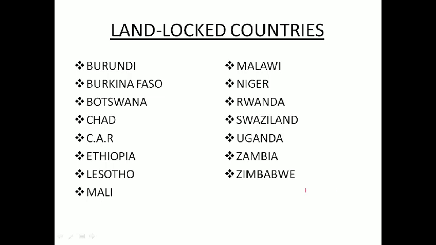Next, another set of countries are landlocked countries. So countries which are surrounded by other countries. That means these countries don't have any access to the sea. So these are Burundi, Burkina Faso, Botswana, Chad, Central African Republic, Ethiopia, Lesotho, Mali, Malawi, Niger, Rwanda, Swaziland, Uganda, Zambia, and Zimbabwe. These are landlocked countries.